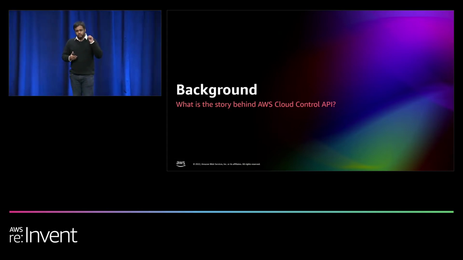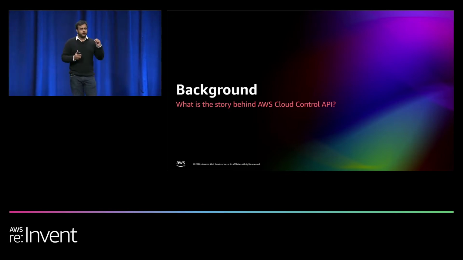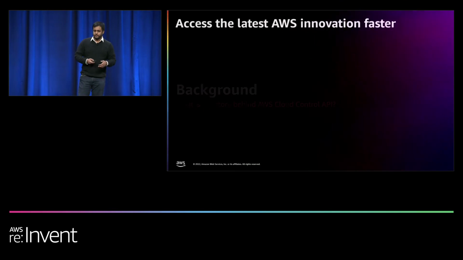And then the third customer segment that we are targeting are actually builders themselves who directly use the surface area of AWS's APIs to manage their cloud infrastructure. So these were essentially the 3 customer segments we were targeting. And we identified opportunity areas to address the core needs of each of these segments. So I'll quickly walk you through what those opportunities were that led to the creation of Cloud Control API.